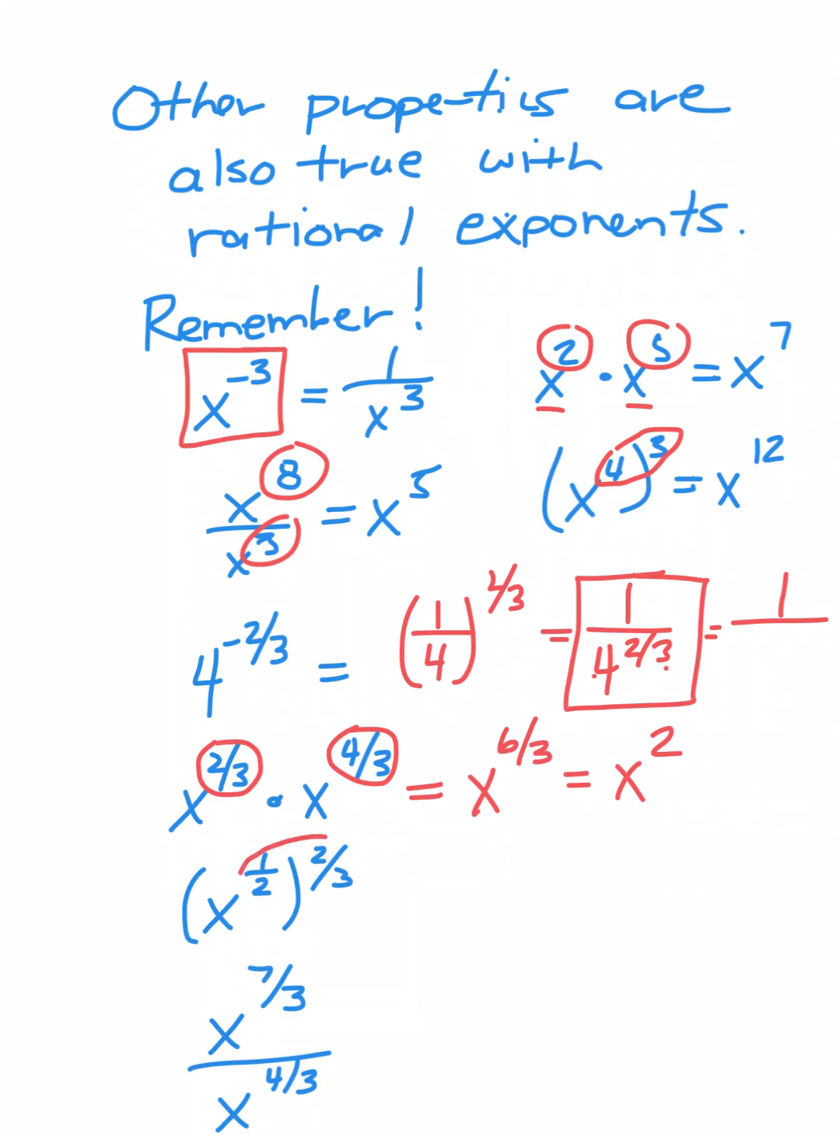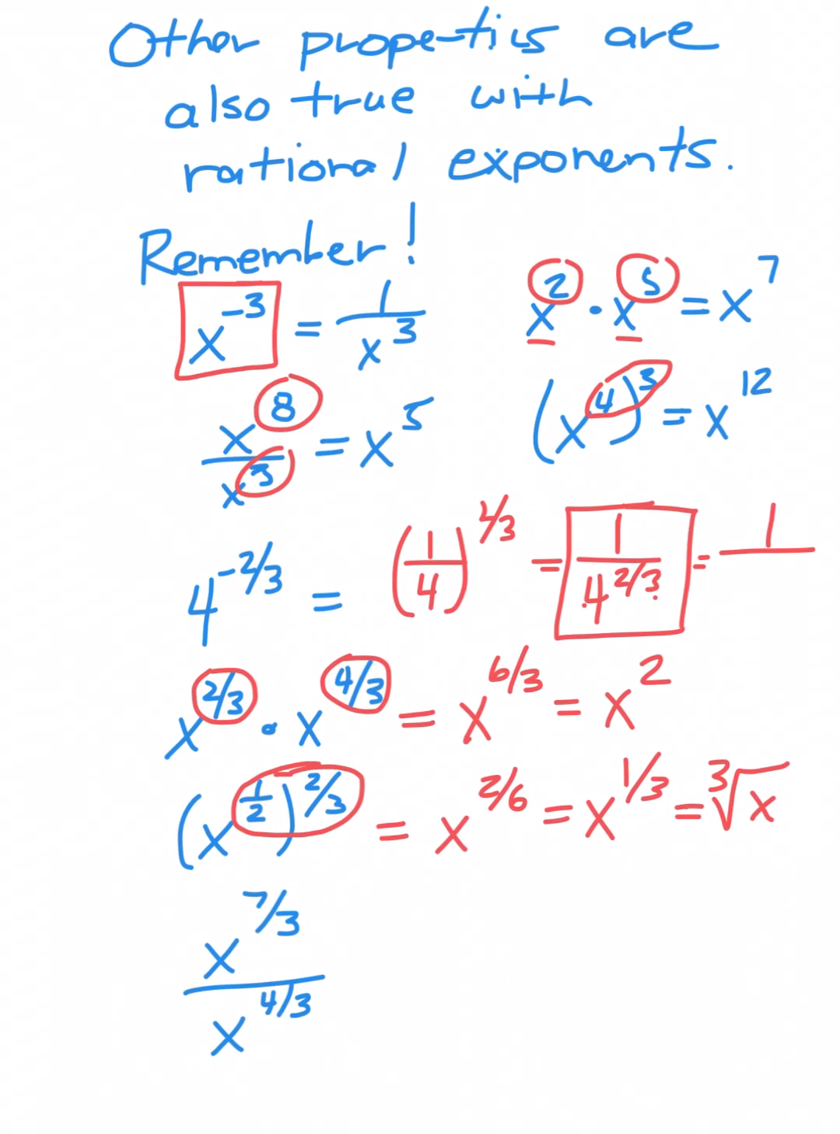Here we've got a power of a power. So you're multiplying those powers. How do you do that? Straight across. Top, top, bottom, bottom. So it'd be x to the 2/6, which reduces to 1/3, which we know is the same as the cube root of x.